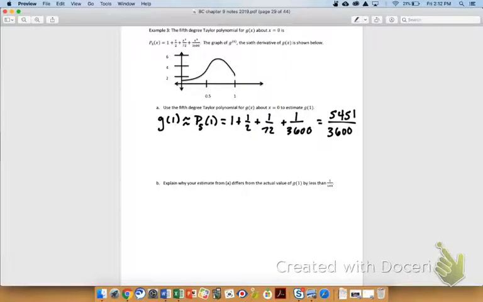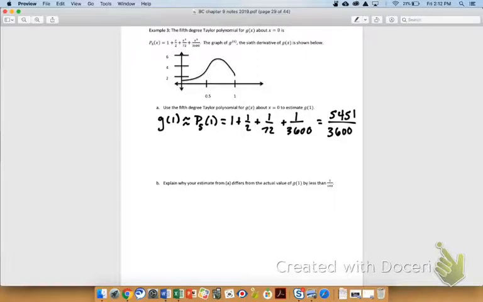Okay, so B says, explain why your estimate in A differs from the actual value of g of 1 by less than 1/100th. Let's think about the wording here. Sam, you were talking about this earlier. This is important to think about. Make sure that you understand this wording: why your estimate differs from. When you see the words differs from, what are we talking about? Error. That's right. So it's asking us to bound the error. Is the error really less than 1/100th?